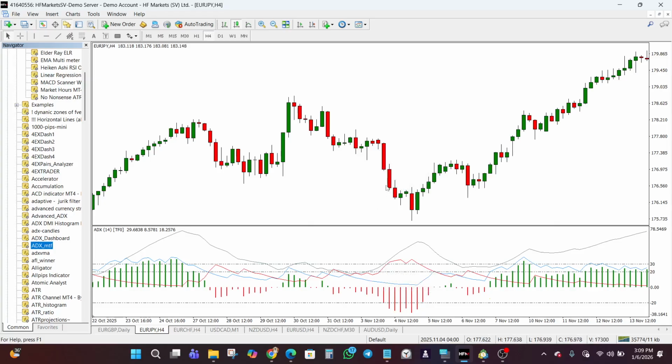When it crossed the 30, it was already a bit late. That's the reason why you can consider entering after it crosses the 20, so long as you have these other two signals. Ensure you pay attention to your risk management. It's very, very important.